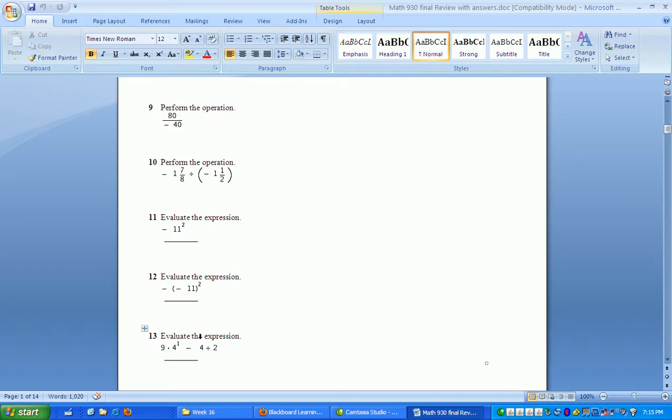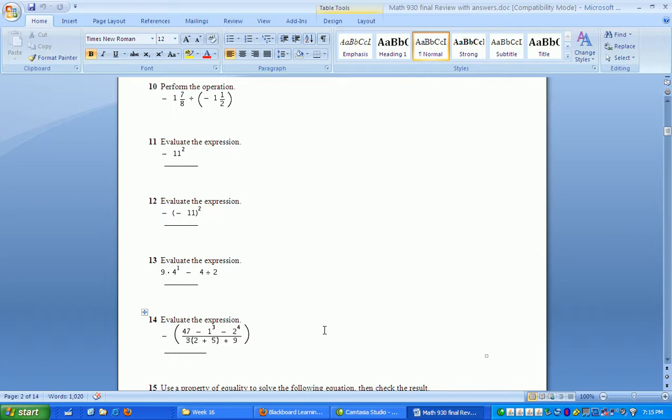Exponents, we know that the exponents is the first thing we'd like to, actually the second thing we'd like to do in order of operations. The first thing is take care of anything inside parentheses, then exponents, then left to right multiplication and division, and then left to right addition and subtraction.